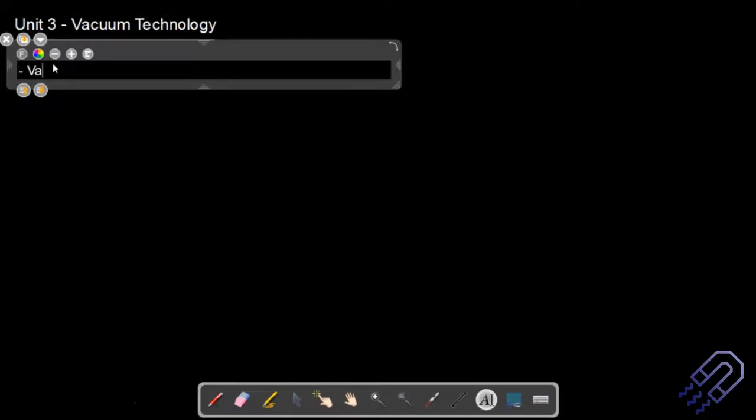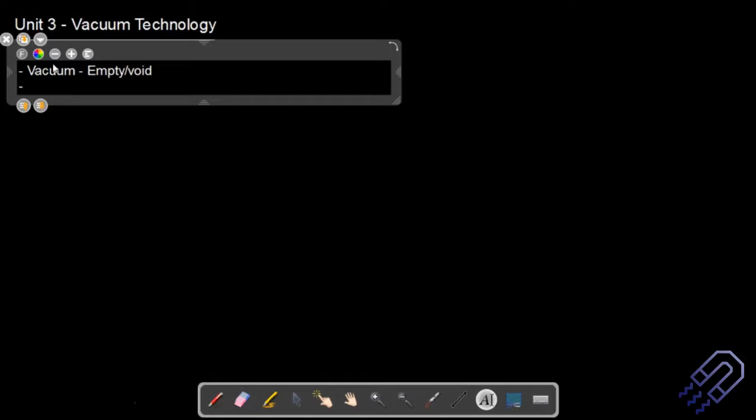This is a unit that is very much integral to this syllabus. We usually don't study that much about vacuum in detail in any of the subjects, so we are going to do that. In general, when we define vacuum, it means something which is empty or void. And a perfect vacuum is very difficult to achieve.